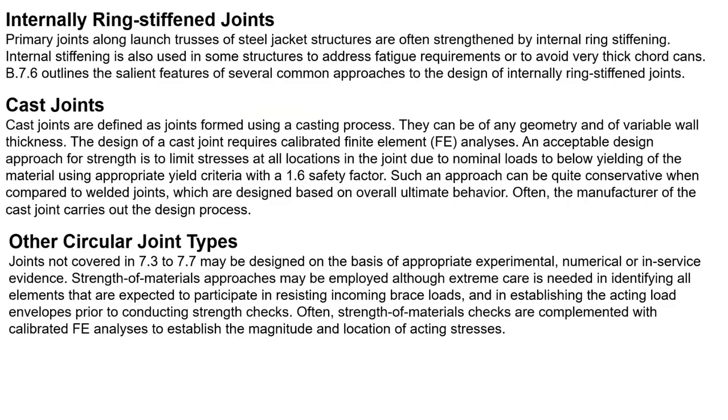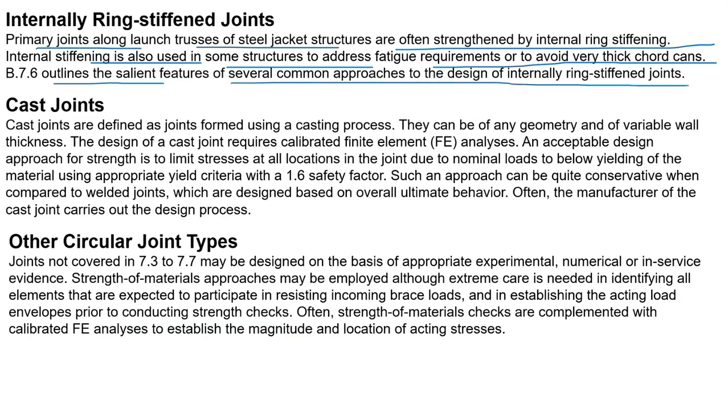Internal ring stiffened joints. Primary joints along the launch truss and steel jackets are often strengthened by internal ring stiffening. Internal stiffening is also used in some structures to address fatigue requirements, to avoid very thick cans. The commentary outlines salient features of several common approaches to design internal ring stiffened joints. This I will explain later. Sometimes we will not increase the can thickness to a heavy thick member. We may go with the internal ring stiffeners. How to design those internal ring stiffeners, some features are explained in the commentary that we will see later.